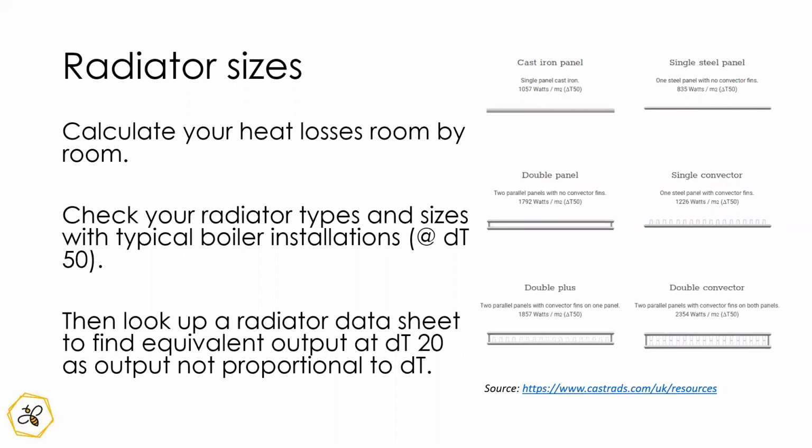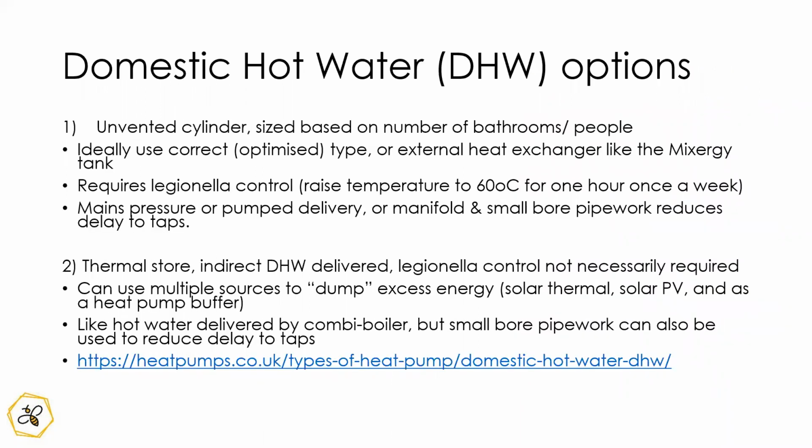Otherwise, just find a typical one for that particular type of radiator, and find the equivalent output at a temperature difference of 20. It won't be proportional to the temperature difference because of the way heat is transferred at different temperatures. So that's all I needed to say about that. Then we get on to domestic hot water.